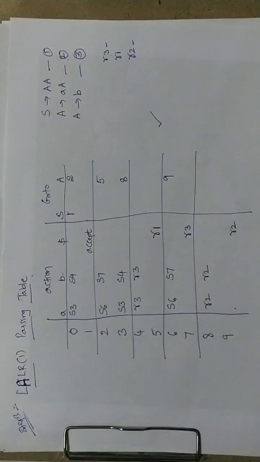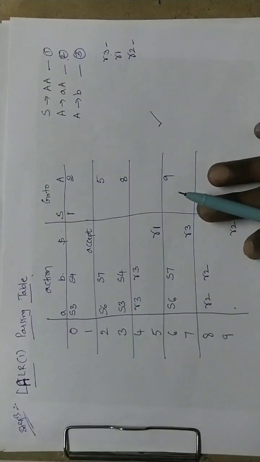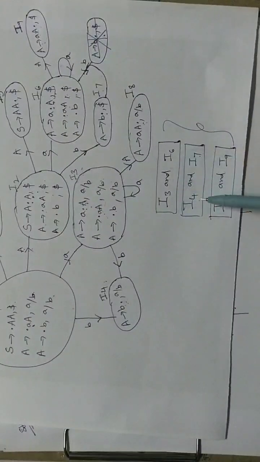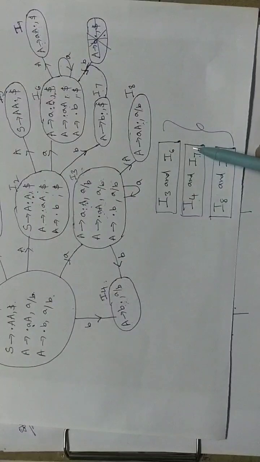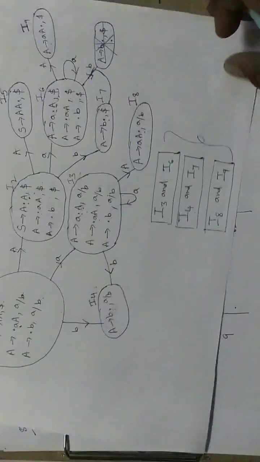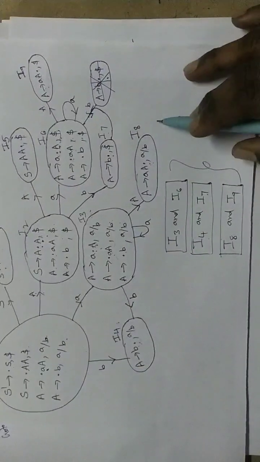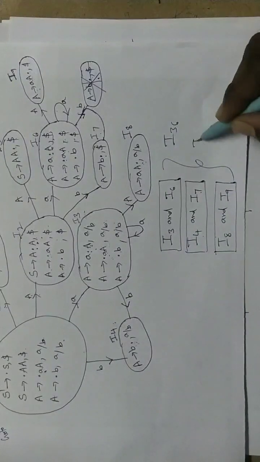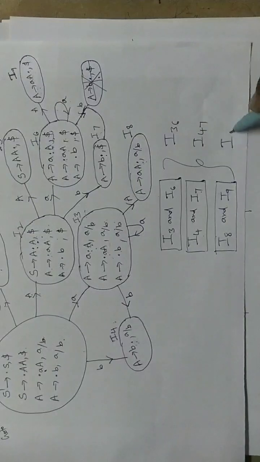So this is actually the CLR parsing table which we got. But if you observe here, we have derived that I3 and I6 are same, I4 and I7 are same, and I8 and I9 are same. What I am going to do in LALR1 is combine these pairs of states, that is I36, I47 and I89.